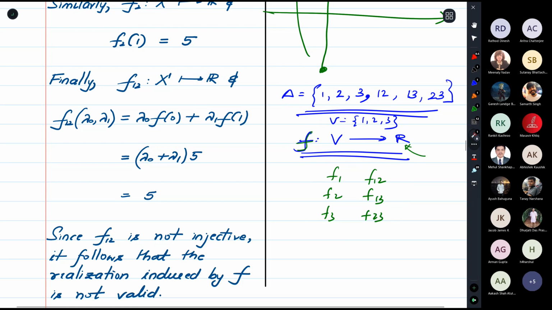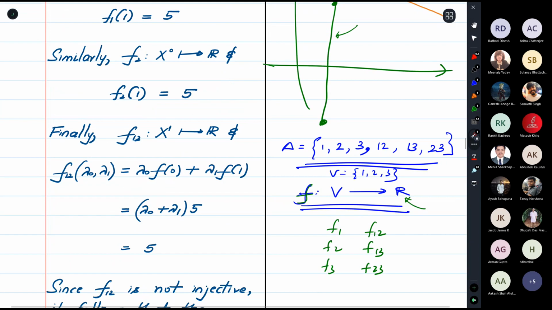Okay, so this is an exercise. Let's say I give you a simplicial complex made up of these 6 faces, and let's say I ask you that f should only take v to r. So this is very specific over here. However you come up with this f, do you think this f will induce or help us come up with a geometric realization for this delta?